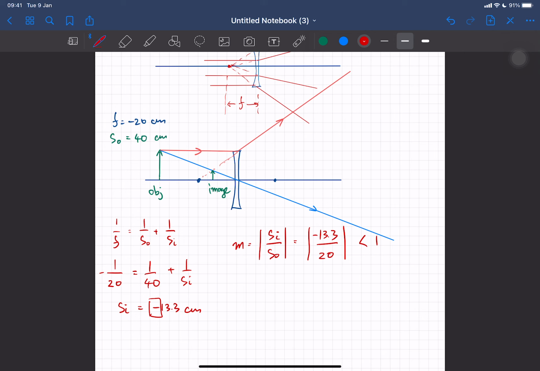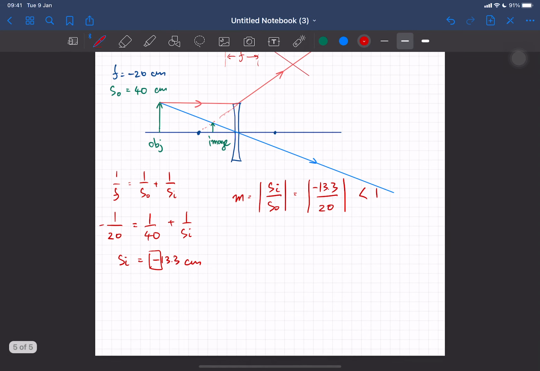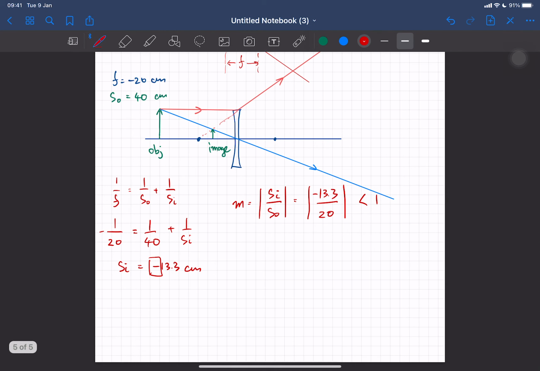But the way that we draw the picture and the way that we use the lens equation is exactly the same as for the converging lens. The only thing different is the focal length. So I will summarize it here. f less than 0 means it's a diverging lens. f larger than 0 means it's a converging lens.